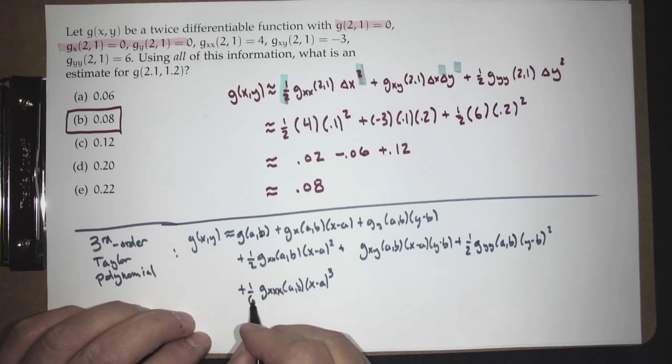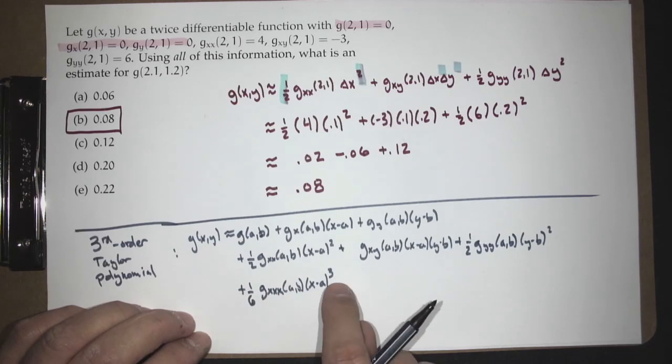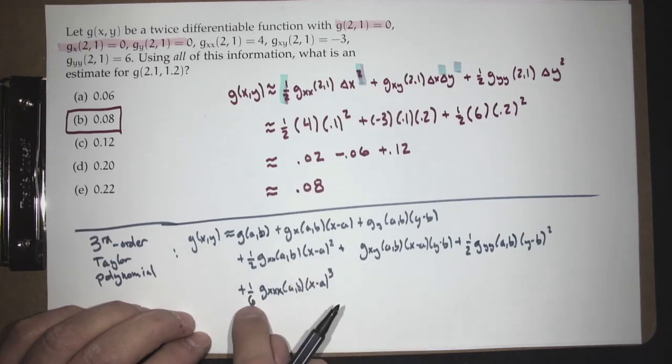1/6, good. Why the 1/6? Because you're going to have to take 3 derivatives. You're going to bring a 3 down. Then you're going to bring a 2 down. And then you're going to bring a 1 down.